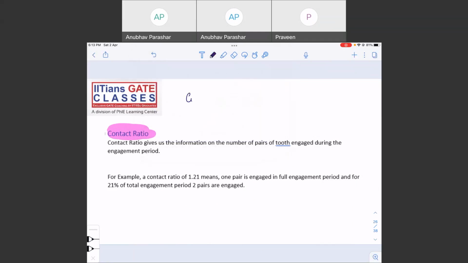Contact ratio is equal to arc of contact divided by circular pitch. So what exactly is contact ratio?